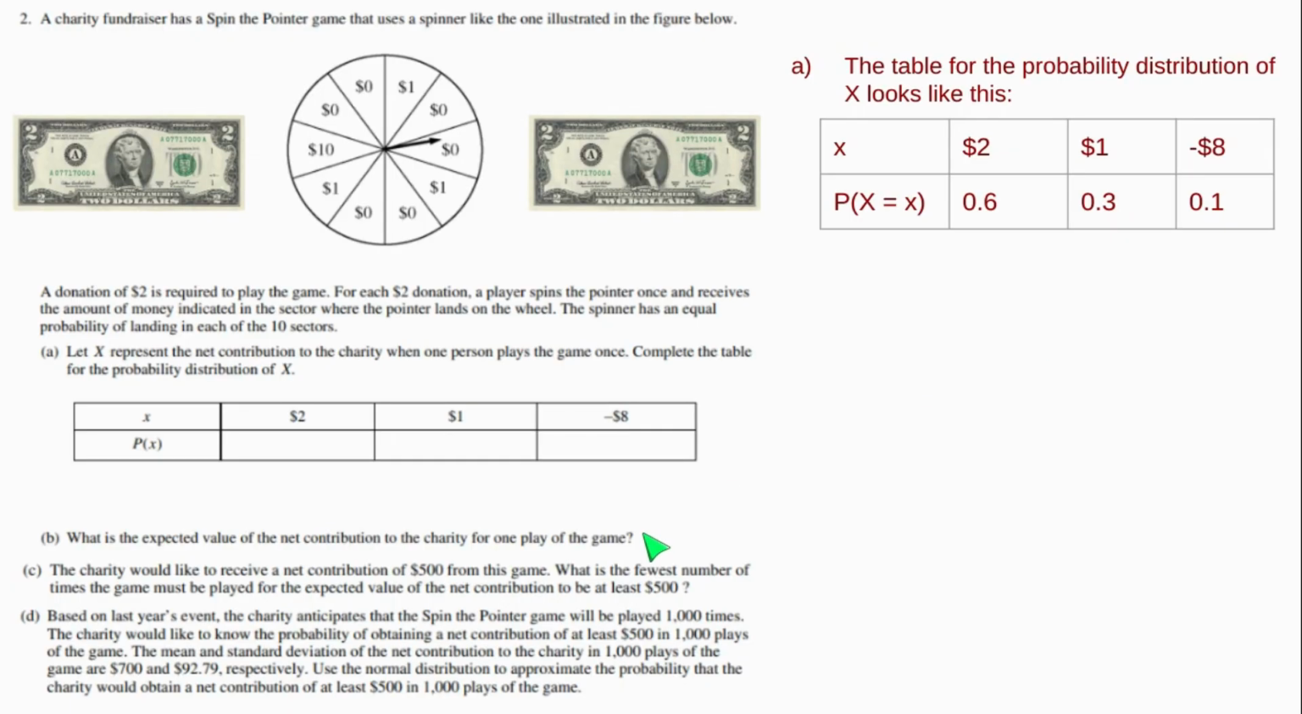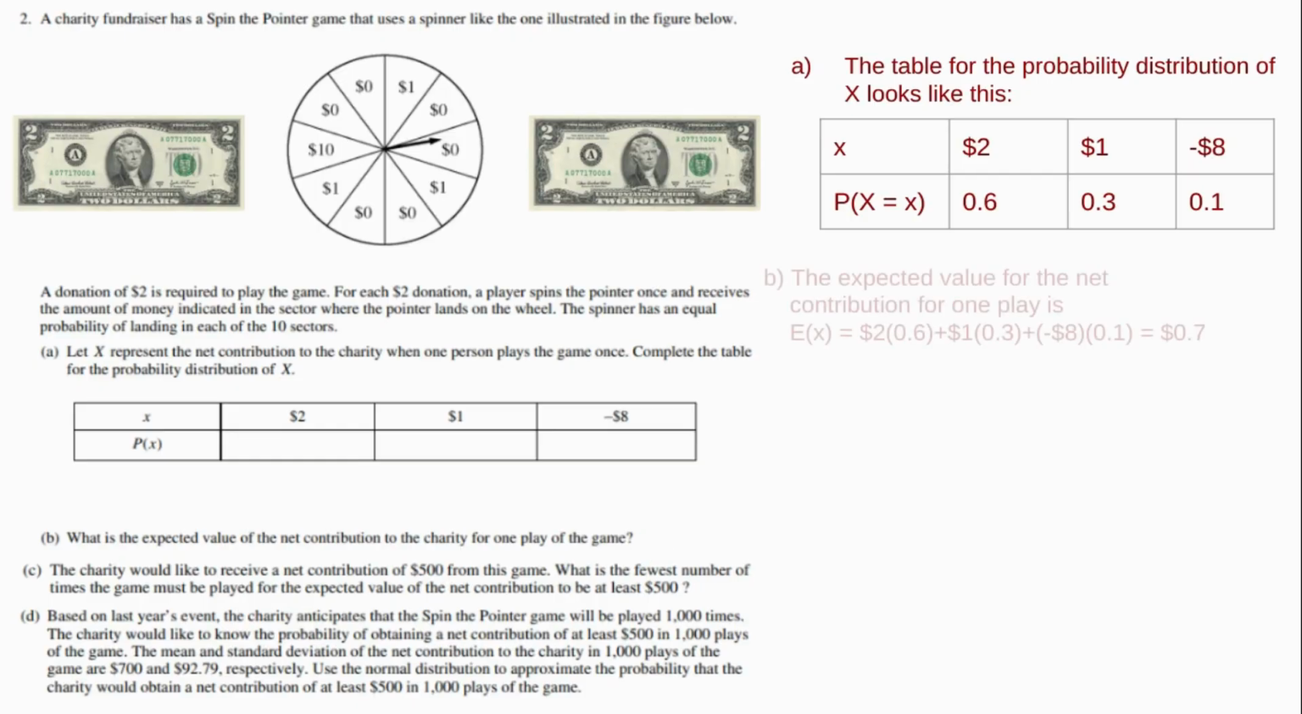What is the expected value of the net contribution to the charity for one play of the game? See if you can solve this one on your own, remembering that formula for expected value. And pause the video, give it a go, unpause when you're done.